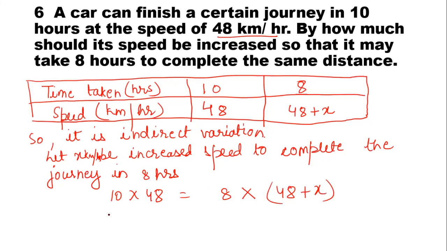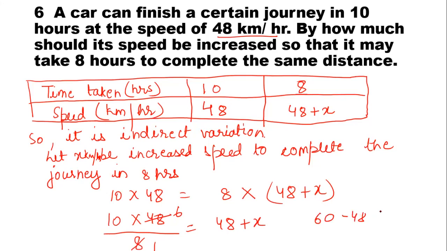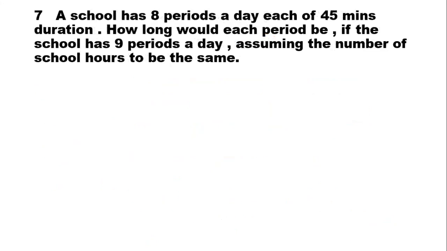So 10 into 48 divided by 8 is equal to 48 plus x. Here 6 comes, 1 comes. So 60 minus 48 is equal to x. So x is equal to 12 kilometer per hour. So your answer is 12 kilometer per hour. So the increase in speed is 12 kilometer per hour.